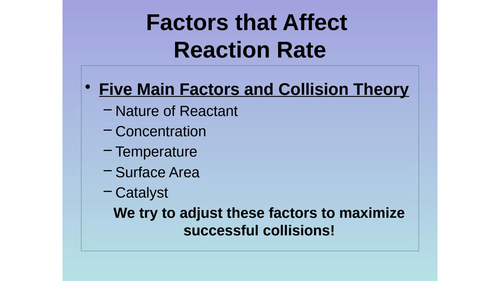So now that we know about collision theory, let's talk about the 5 factors that affect a rate of reaction and how these factors affect collision theory in a way to either speed up those collisions happening or slow them down. So our 5 main factors are nature of reactant, concentration, temperature, surface area, and catalyst. These 5 factors are often adjusted in order to maximize successful collisions.